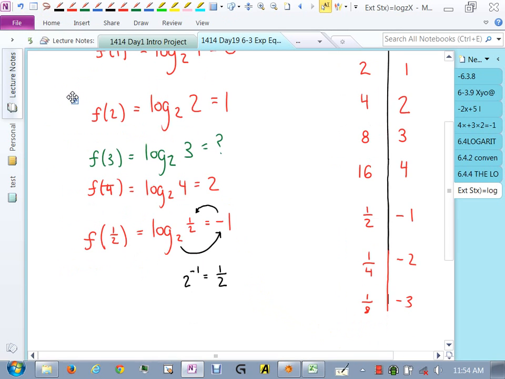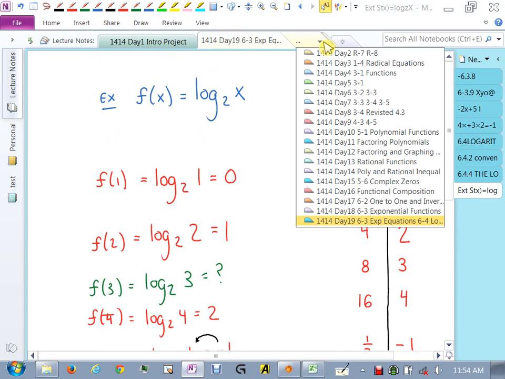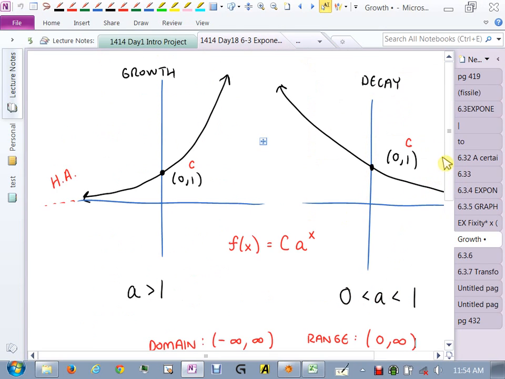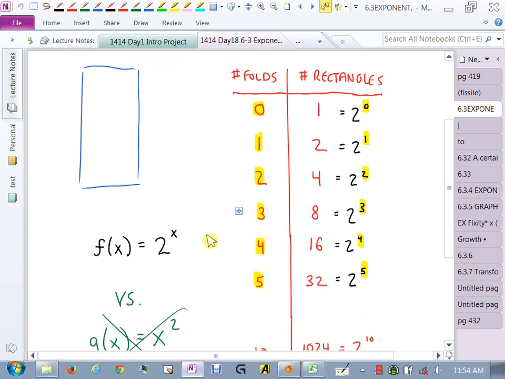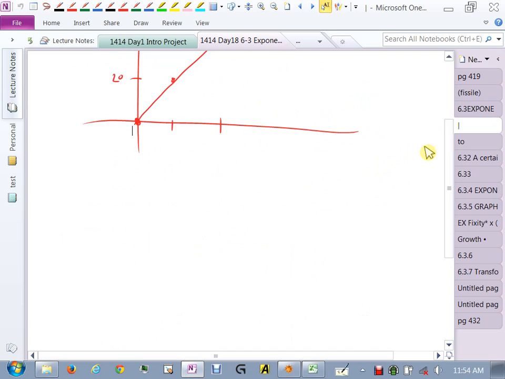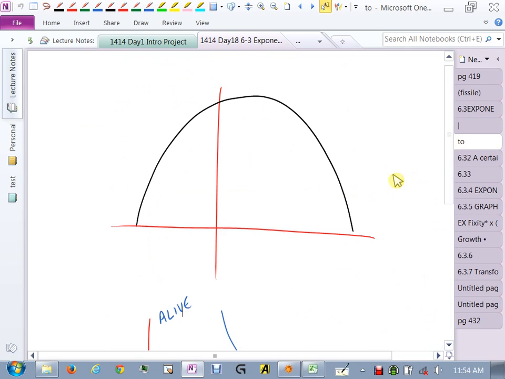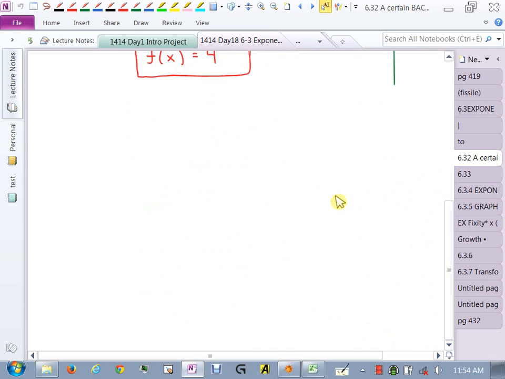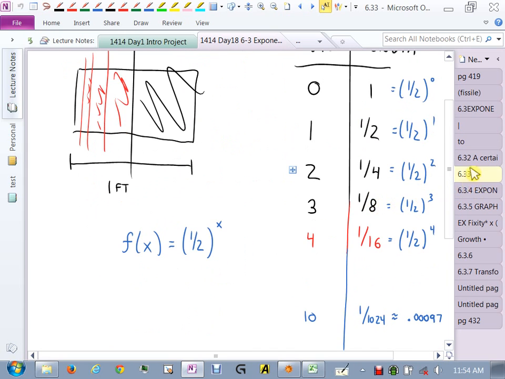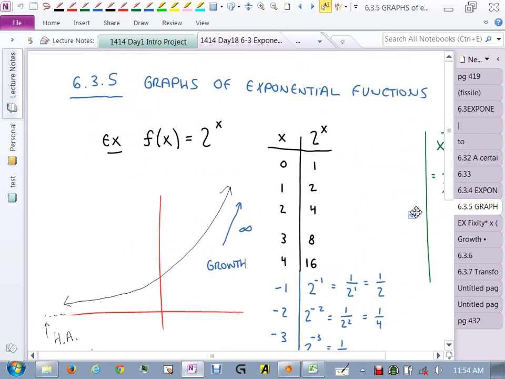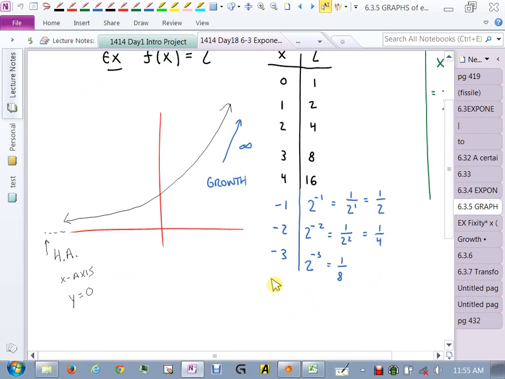All right? I'm going to go back to last class. I'm going to go back to the good old folding rectangle problem. Remember this problem? We came up with 2 to the x. Then we kept talking. I was talking about Fight Club. Then we did the problem with the bacteria. Then we did cutting the paper in half. And then eventually, here it was, 2 to the x, right? And I had you plug in some values. And then I had you plug in some negative values.